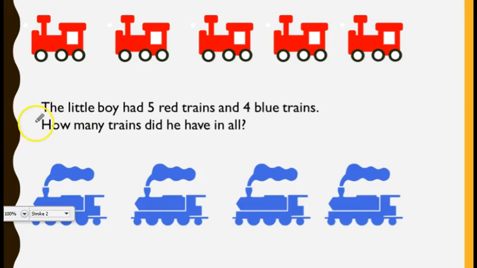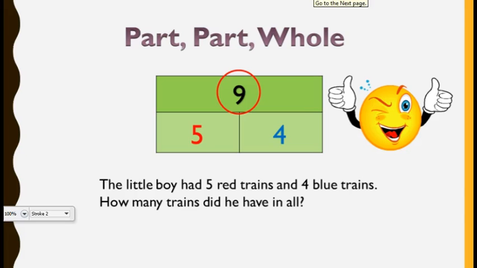Okay, so let's look at our problem to figure out, are we going to be adding or multiplying? We do know that it has 5 red trains, so if you just create a picture, it's going to help you. And basically, they just want to count how many of these trains that he has all together, so it's really just adding the red ones and the blue ones, and then we'll know how many he had in all. And when we do that, we know there's 9, and we're done. And that would go in the whole box.